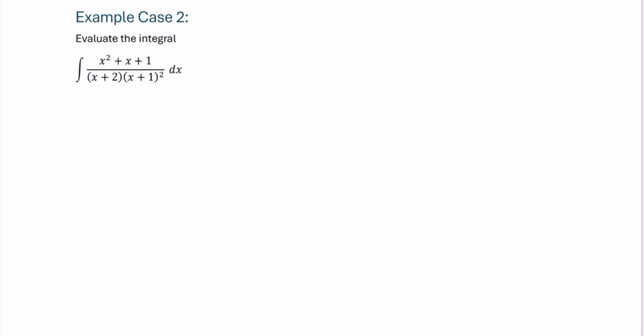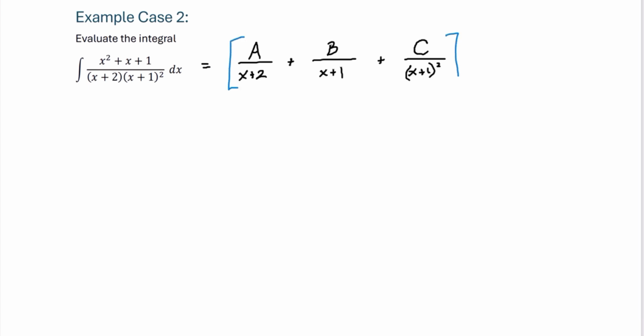Next, we'll set up the partial fractions. We'll have A divided by the first factor, x plus 2, plus B divided by the next factor, x plus 1. And since that second factor is repeated, we're going to have another fraction, C, divided by x plus 1 squared. Next, we'll multiply both sides by the LCD to help us solve for A, B, and C.